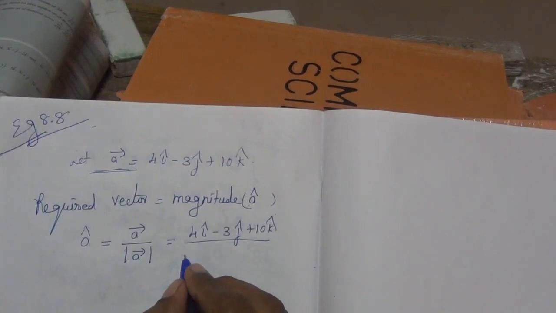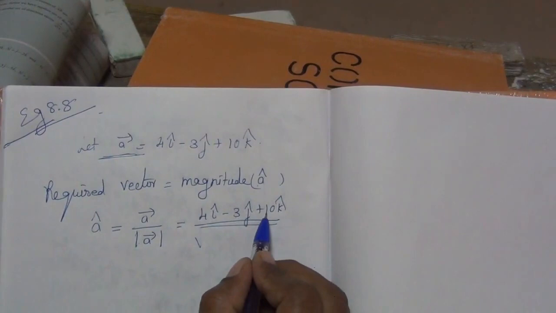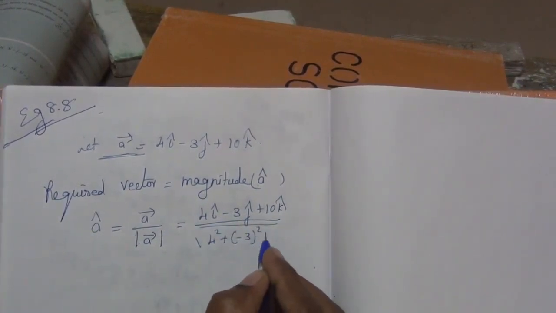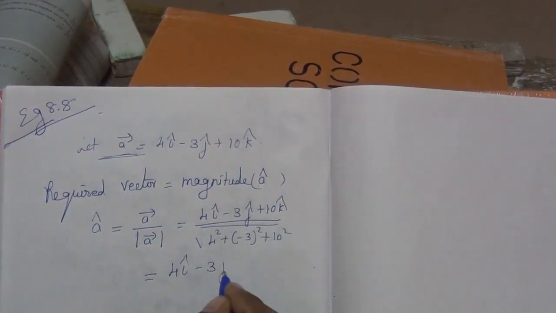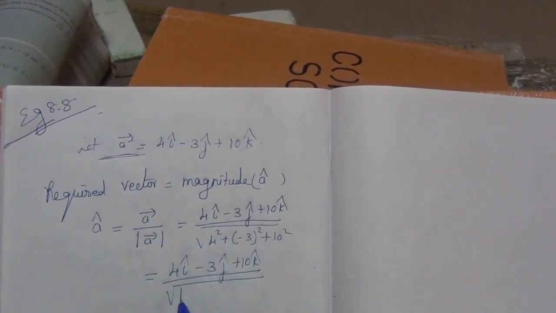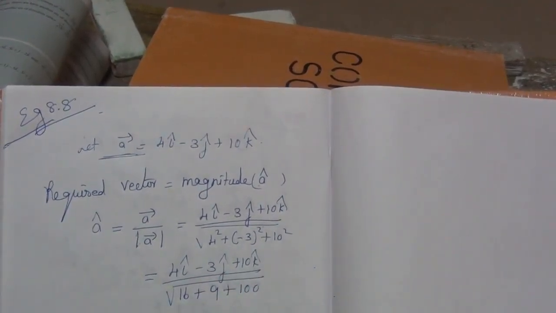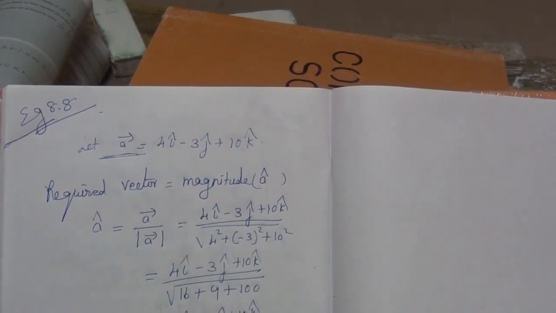We know to find it, that is square root of x square plus y square plus z square. X square is 4 square, plus y square, that's minus 3 the whole square, plus z square is 10 square. So 4i cap minus 3j cap plus 10k cap divided by root of 4 square, 16, plus minus 3 the whole square, 9, plus 10 square is 100. So 4i cap minus 3j cap plus 10k cap divided by root 125.